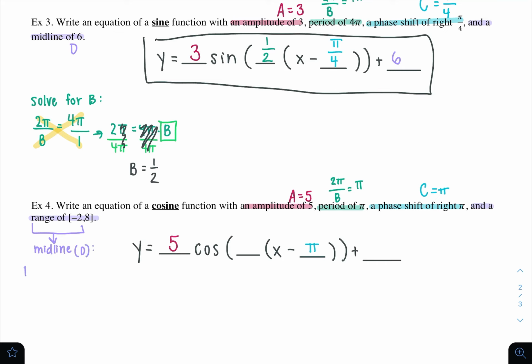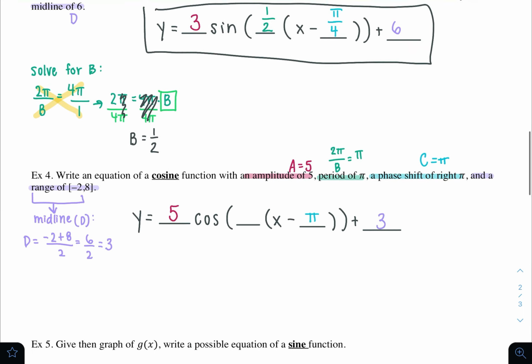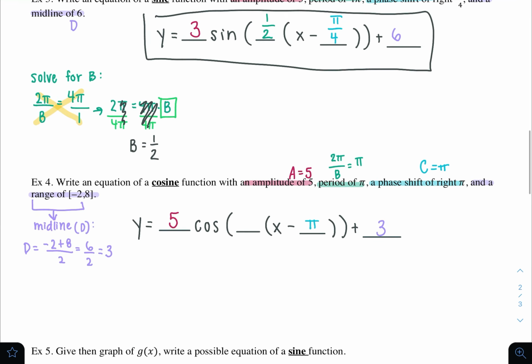So we take our minimum plus our maximum divided by 2. -2 plus 8 is 6 divided by 2, which is 3. So we can go ahead and sub that in. Now let's go ahead and solve for B.